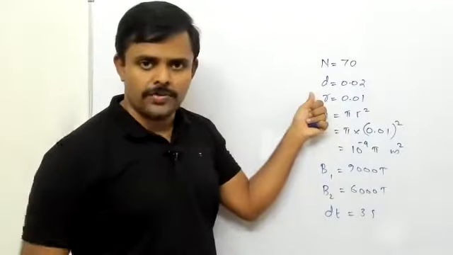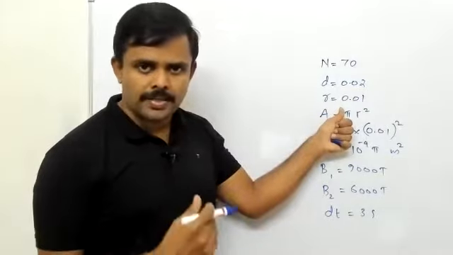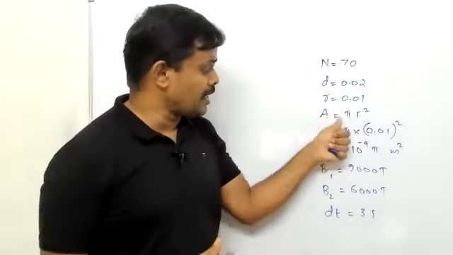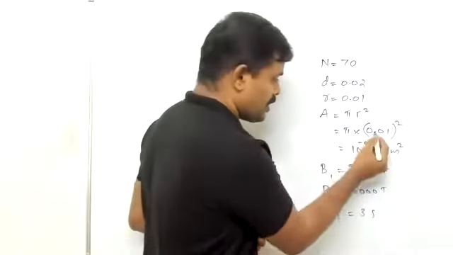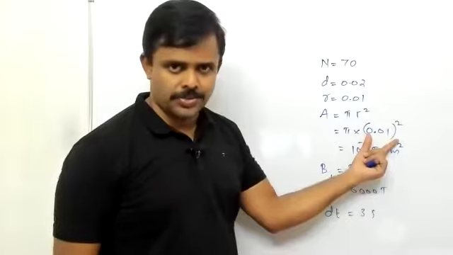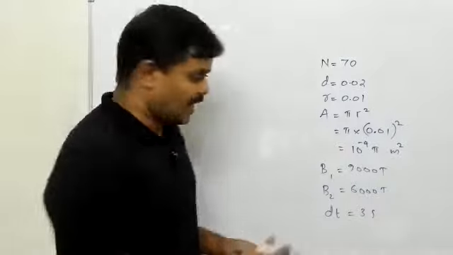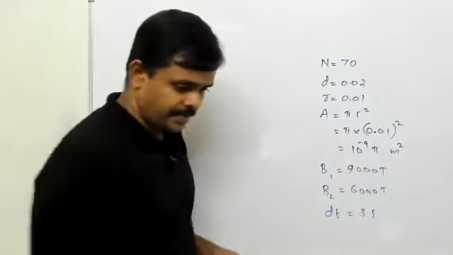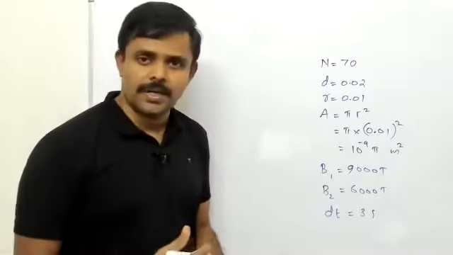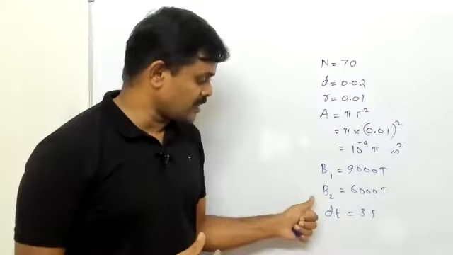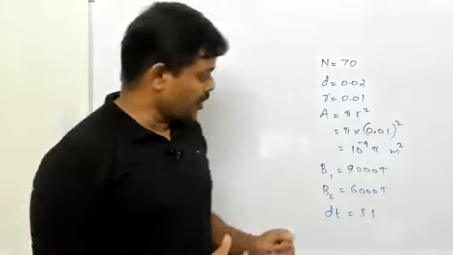Then area, how do you find area? Diameter is 0.02. Radius is half of it, which is 0.01. And then area is pi r square, that is pi into 0.01 square. 0.01 is, in fact, 10 power minus 2, the square of which is 10 power minus 4. 10 power minus 4 pi meter square. And they have given the initial magnetic field. The magnetic field is reducing from 9000 to 6000. So initial field is 9000, final field is 6000. And then time is given, it is 3 seconds. You've been asked to find the EMF.